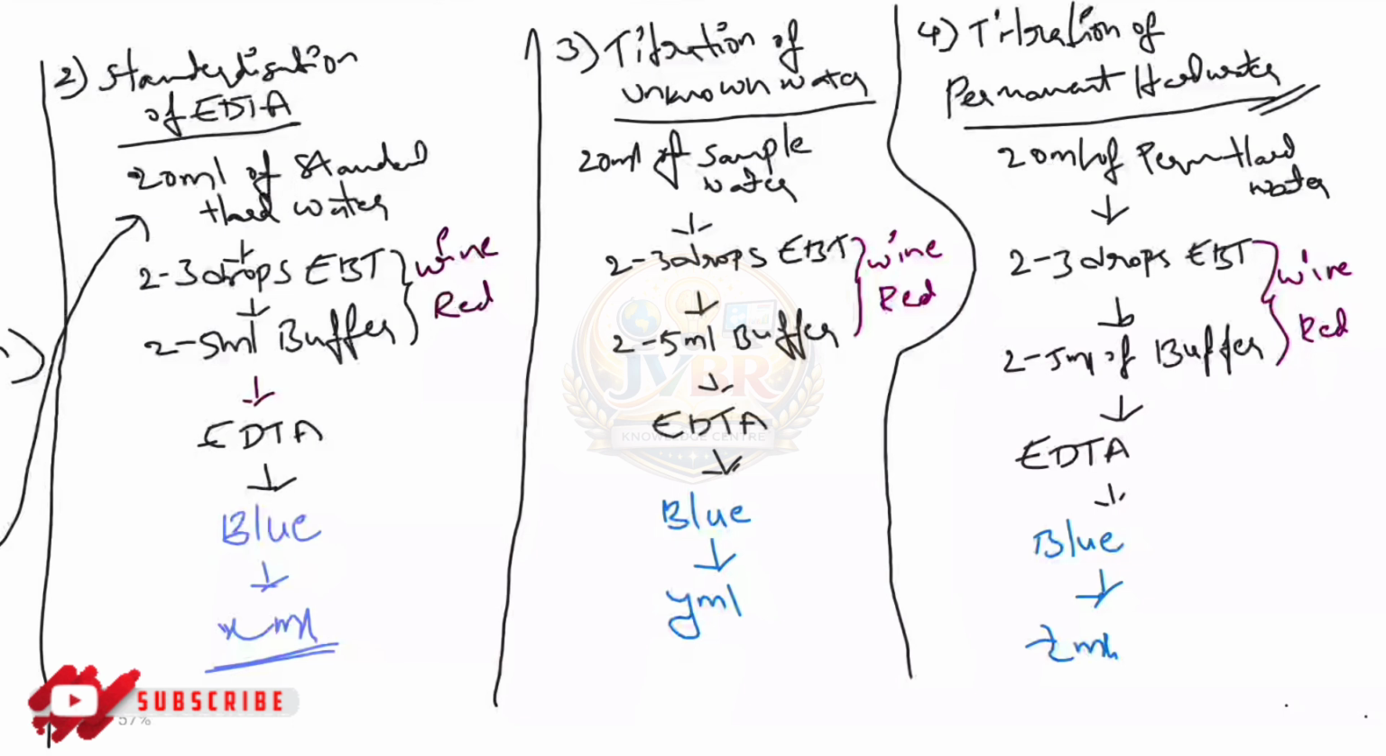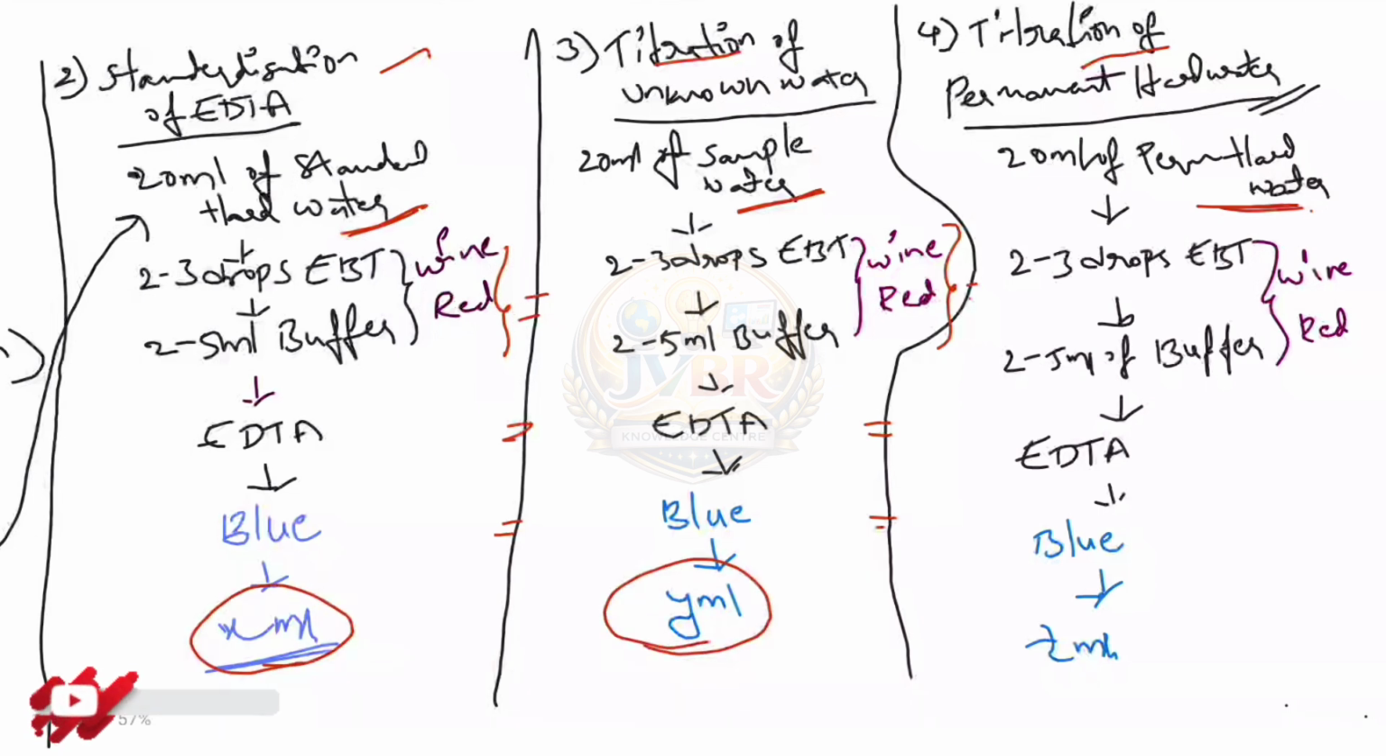Observe this procedure: except for the first step, the second, third and fourth steps, these 3 steps are similar. Only one variation, that is the water. In the second step, we have taken 20 ml of standard hard water. In the third step, we have taken 20 ml of sample water. In the fourth step, we have taken 20 ml of permanent hard water. Remaining steps are the same: addition of EBT and buffer solution, the solution turns into wine red color, then titrated against EDTA, and now the solution turns into blue color. All steps are similar. Coming to burette reading: for the second step X ml, for the third step Y ml, and for the fourth step Z ml.